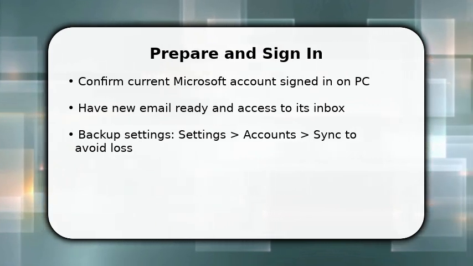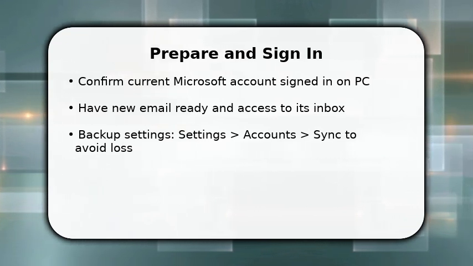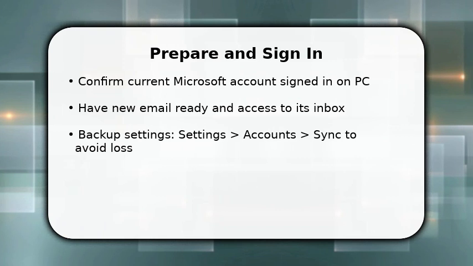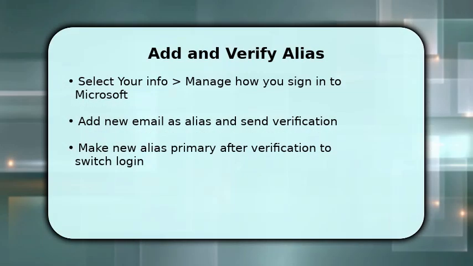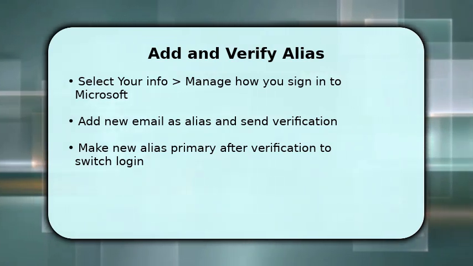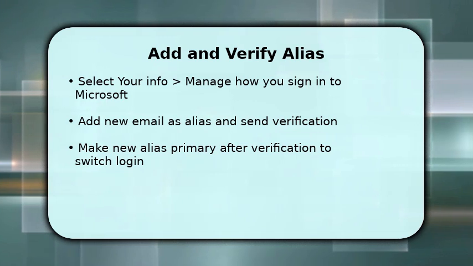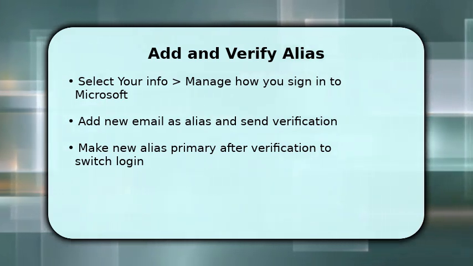Once done, open account.microsoft.com in your browser to begin the change. This central page handles security and alias management for your account. Next, navigate to Your info, then choose Manage how you sign into Microsoft. You'll manage aliases here. Add the new email as an alias, and Microsoft will send a verification link.